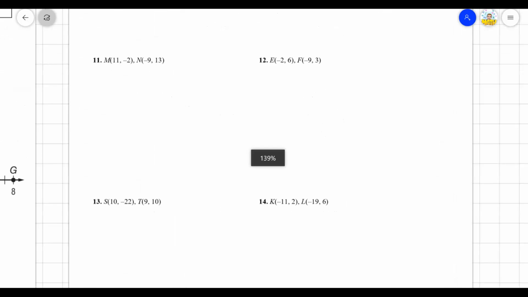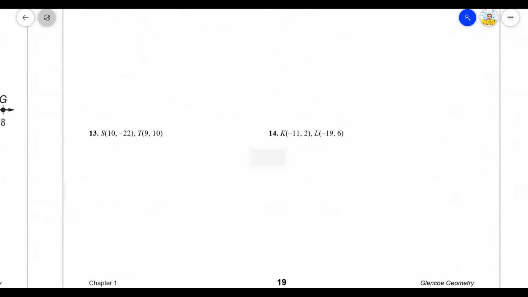Okay, let's try the last two on our own, 13 and 14, and let's put our answers in the Edpuzzle. So try 13, and then we'll do 14, and we'll put our answers into the Edpuzzle.